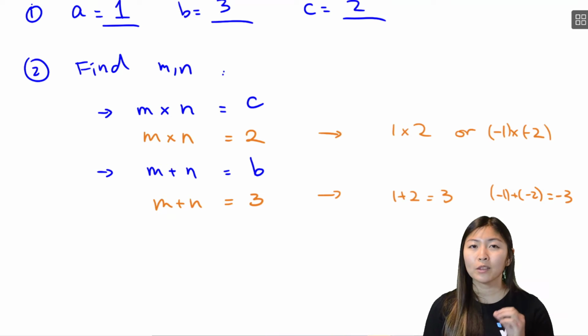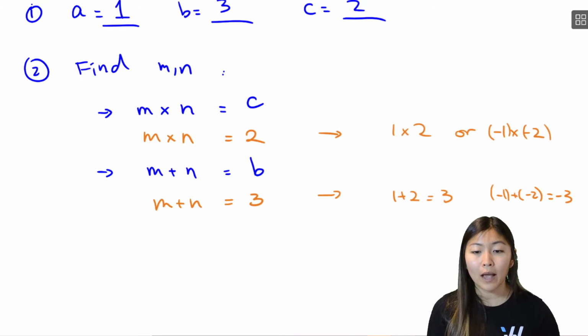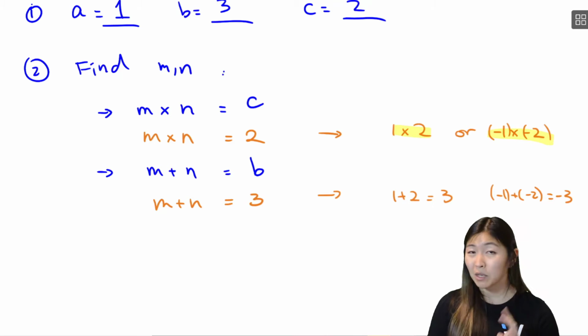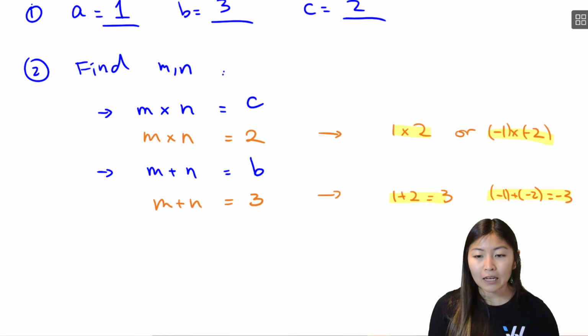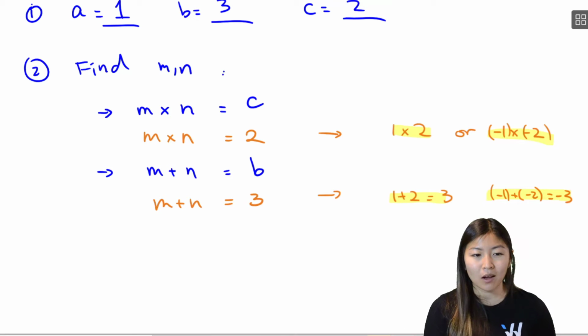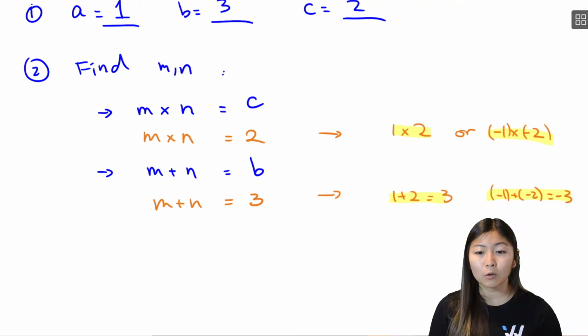So always start with thinking about your multiplication. What two integers multiply to 2? Well, we have 1 times 2 or negative 1 times negative 2, right? Because two negatives also give you a positive. Now, if we add these up, 1 plus 2 gives us 3. Negative 1 plus negative 2 gives us negative 3. So which one is the pair that we want? Well, the numbers that we want are going to be 1 and 2. So that means that m and n are going to be 1 and 2.